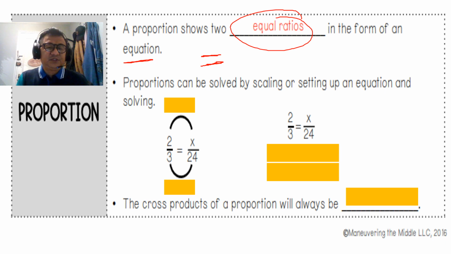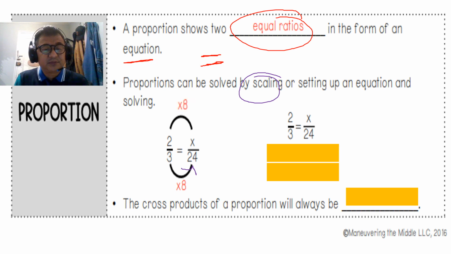Now, first thing, if one number is missing, this is what you're going to do. First, they call it scaling. Scaling is when you look for a pattern. Look at the bottom. The 3 became a 24. What pattern do we see? A times 8. Therefore, on top, I'll do the same pattern, times 8. 2 times 8 is 16. So x is equal to 16. Now, you could say that 2 is to 3 is the same as 16 is to 24. Okay, that's called scaling.